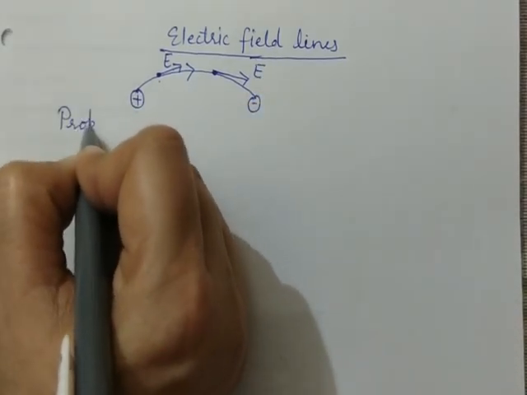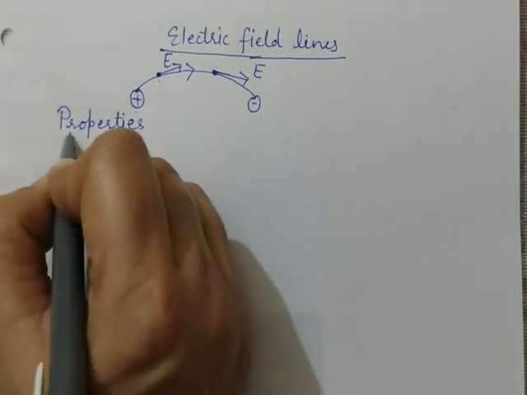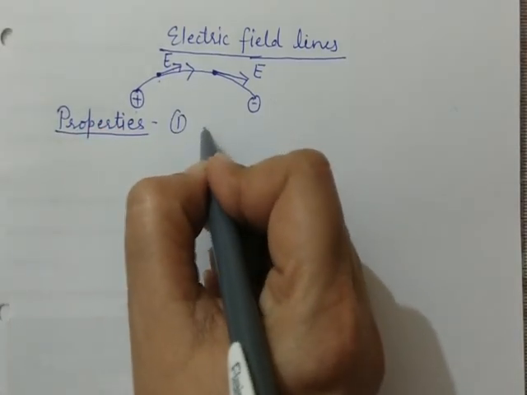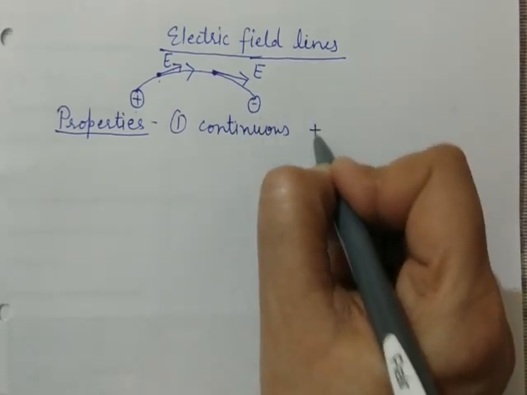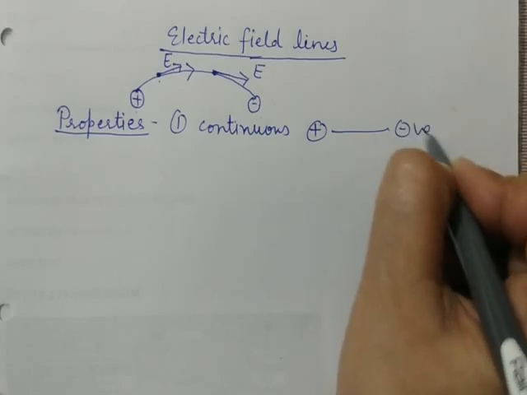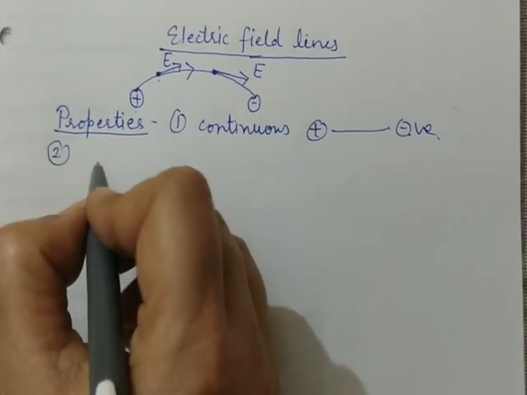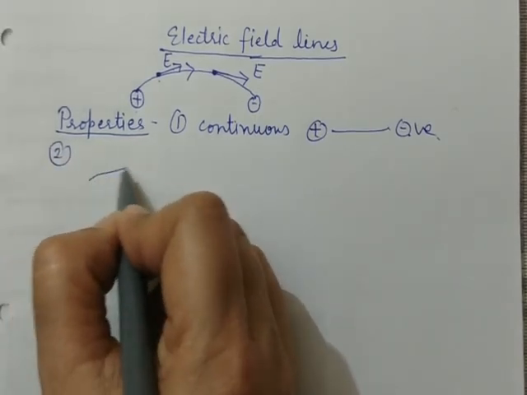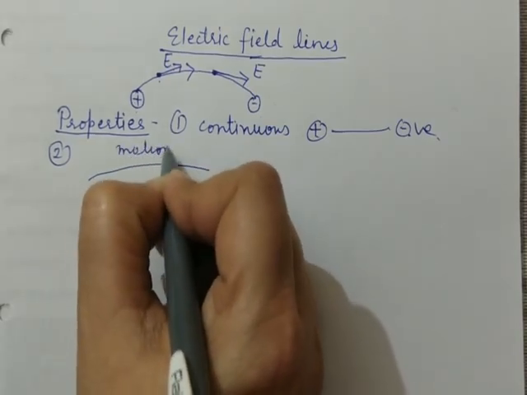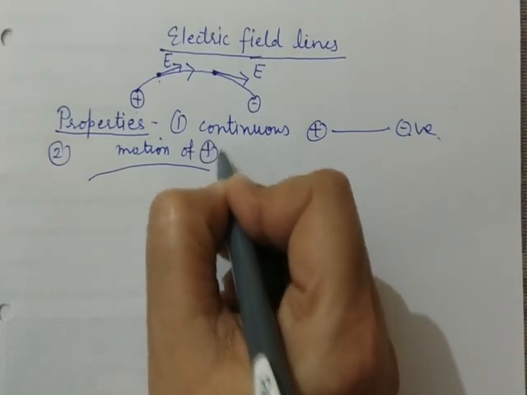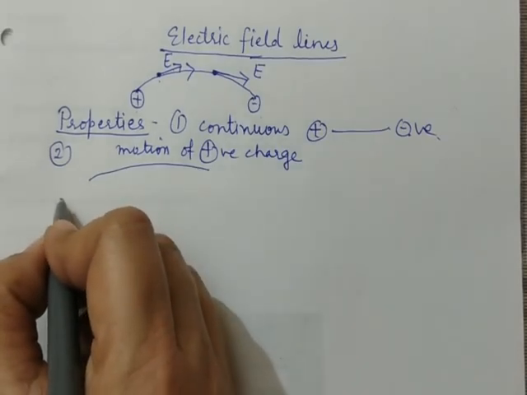What properties are exhibited by electric field lines? First thing, they are continuous curves. They start from a positive charge and then end up at a negative charge, but between them they are continuous. Second property is that the field line shows the motion of a positive charge. This gives the direction of motion of a positive charge.